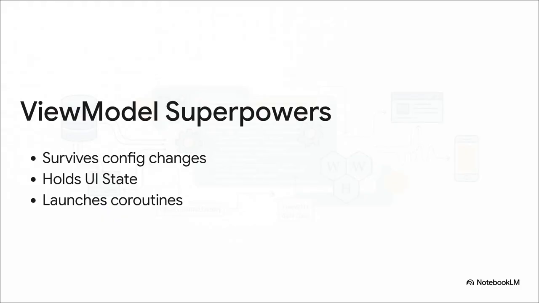And the unsung hero holding all that hoisted state? The view model. The view model has some serious superpowers in the Android ecosystem. It automatically survives configuration changes, meaning if you rotate your phone, your data isn't abruptly destroyed. It holds a single immutable UI state data class, so the screen always has one reliable source of truth. And it safely launches asynchronous coroutines in its dedicated scope. This ensures that background network requests are cleanly canceled exactly when the user navigates away from the screen.